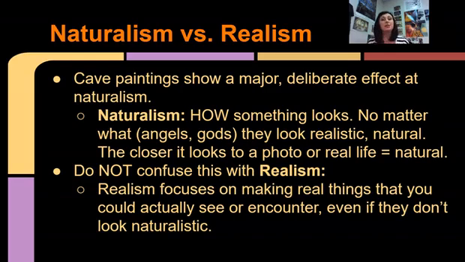Now, this is a term not to be confused with the term realism. Realism is not about how something looks, it's about the content of a work of art. So for example, realism does not paint angels. They don't paint gods or goddesses. A realist would never paint something that they've never seen or couldn't possibly have seen. It's about, this is realistic, I'm going to paint a realistic scene. Now, does realism mean it has to look perfectly natural? No. All right.